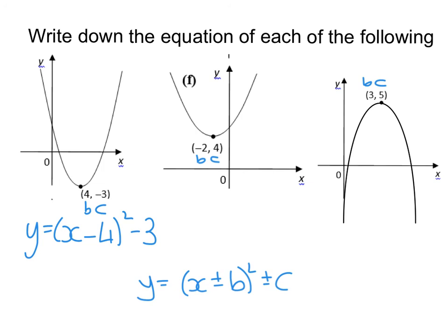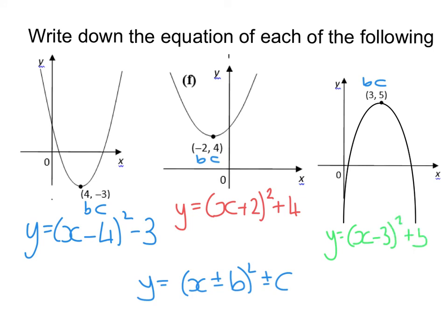The second one is y equals x. Now your coordinate is -2, so we put in the opposite, we put in +2 all squared, and then it's gone up 4, so +4. And the last one, it's got +3 for the turning point, so we put in the opposite, we put in -3 all squared plus 5. And that's it. Hope you followed this, and good luck.